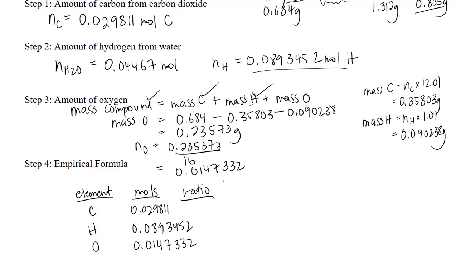To find the ratio, I'm dividing by the smallest one. So I'm dividing all of these by the moles of oxygen, or the 0.0147332. That puts it into a 1 to something ratio, right? So in this case, it puts it in a 1 to 2 to 6 ratio. Therefore, my empirical formula is C2H6O.